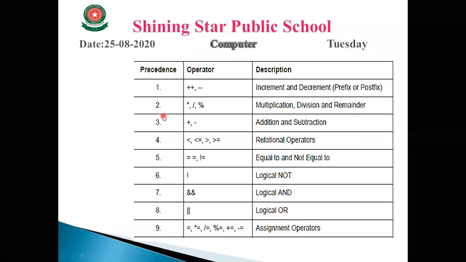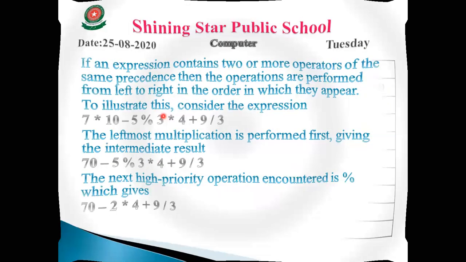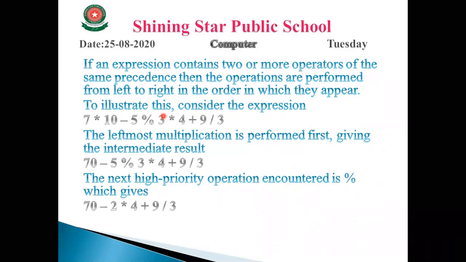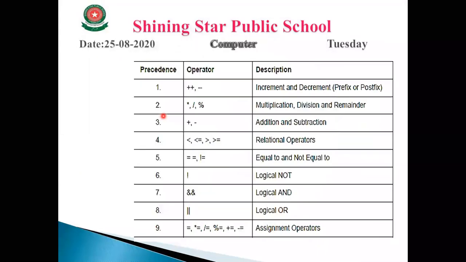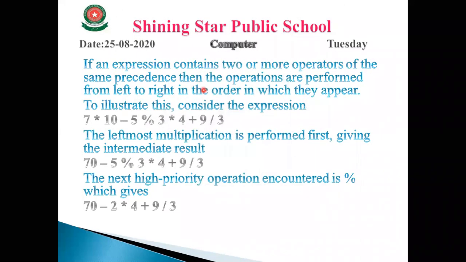First of all we do this step, after this we solve this operator, and after this we solve that operator. So you have to keep the priorities of these operators in your mind. Now let's take an example. If an expression contains two or more operators of the same precedence, then the operators are performed from left to right. For example, if we have increment and decrement in a single expression, we solve it from left to right.